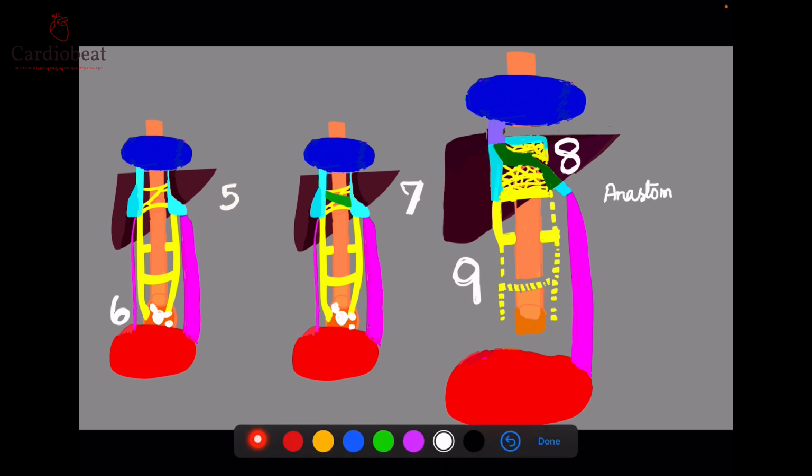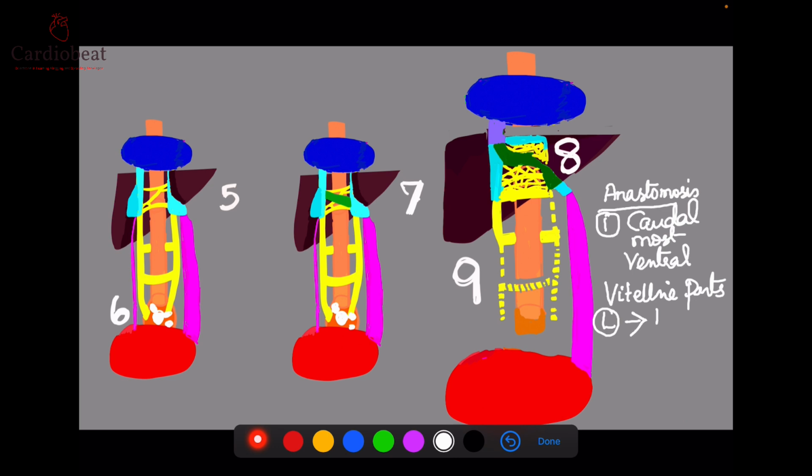Anastomotic channel that is getting disappeared is the caudalmost ventral anastomotic channel. The other vitelline vein parts that are getting disappeared are, on the left, the part of the vitelline vein between the proximal and the middle anastomosis.